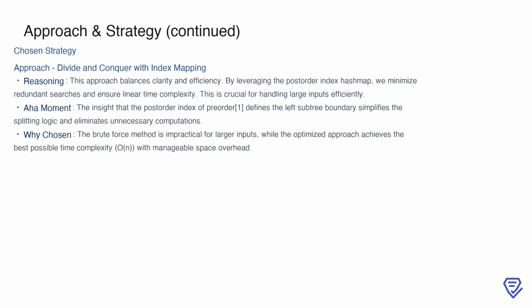One key insight that simplifies this strategy is recognizing that the postorder index of the left child, preorder 1, defines the boundary for the left subtree. This eliminates unnecessary computations and makes the entire process more streamlined. The decision to adopt this approach was driven by its ability to handle large inputs efficiently, unlike the brute force method, which becomes prohibitively slow as the input size grows. With its combination of speed and manageable space overhead, this strategy provides an elegant and scalable solution to the problem.